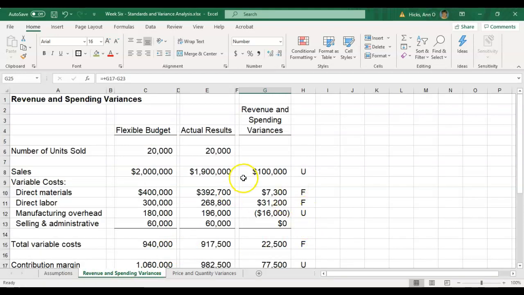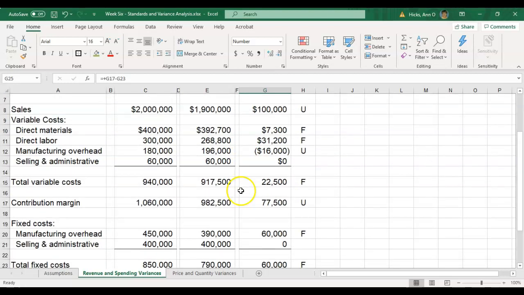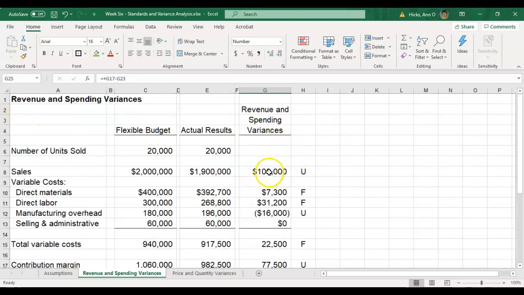This is the schedule of the revenue and spending variances. Notice that when we get to this level of analyzing our variances, we've already eliminated the impact of the activity variance. So what we're doing here is just taking a look at how we take our spending variances and extract more information from them.